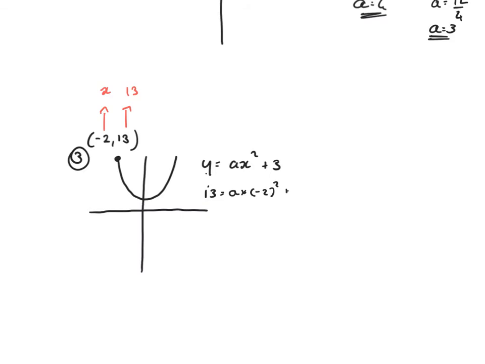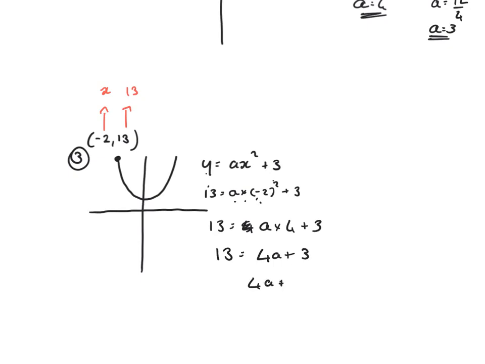Now note that, again, when I'm squaring the negative number, I'm being really careful and I'm wrapping a bracket around that to make sure that the minus is also getting squared. So that's 13 is equal to -2 all squared, which is 4. So that will be a times 4 plus 3. That's 13 equals 4a plus 3.